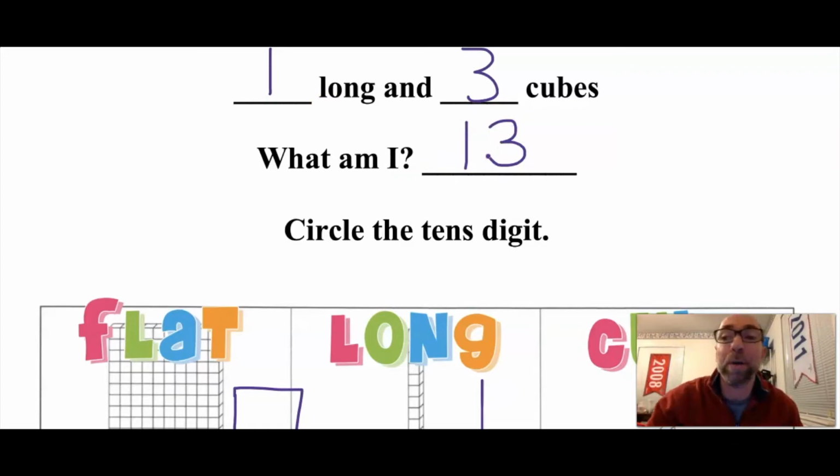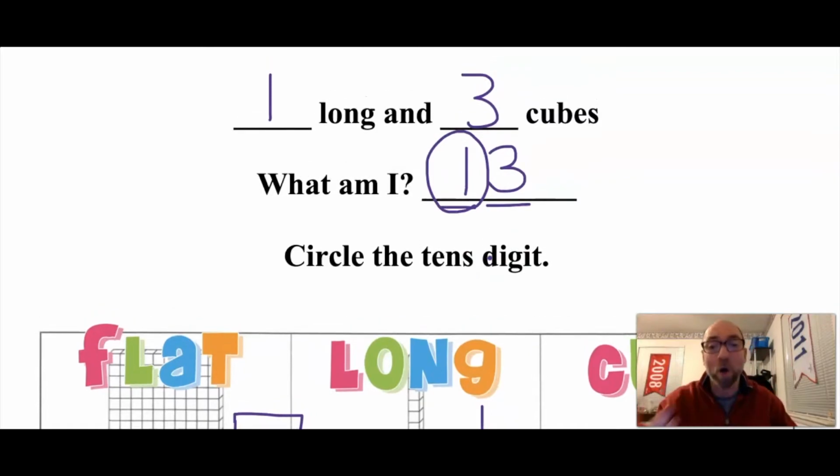Go ahead and write that number on your math mat, because we have one more thing that we have to do. Circle the tens digit. Well, remember, the last digit is the ones digit, and then comes the tens. So we are going to circle the 1 because that's the number of longs we have. And our longs equals our tens.